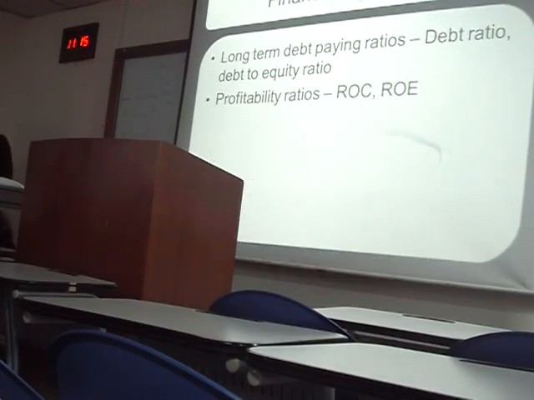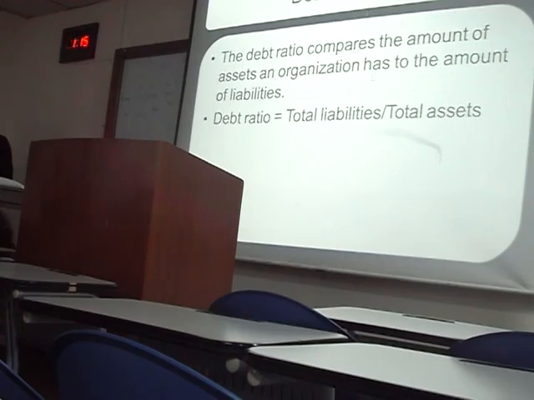So then let's move on to financial ratios. We're going to look at different ratios, like debt ratios and profitability ratios. So the first one is the debt ratio. The debt ratio compares the amount of assets an organization has to the amount of liabilities.